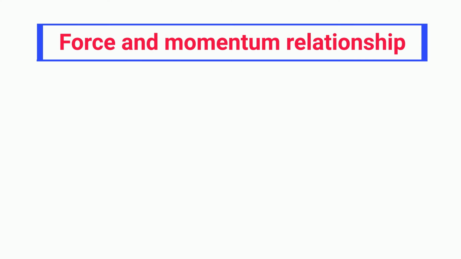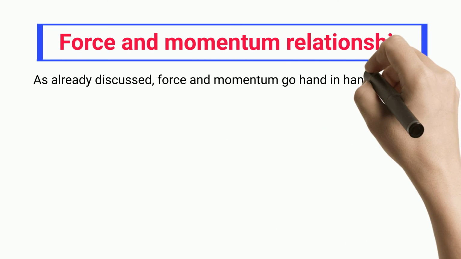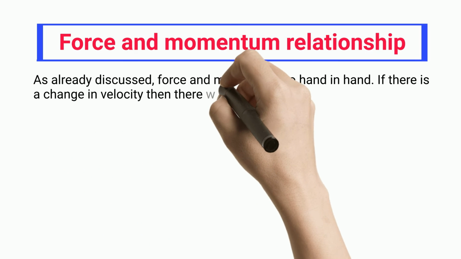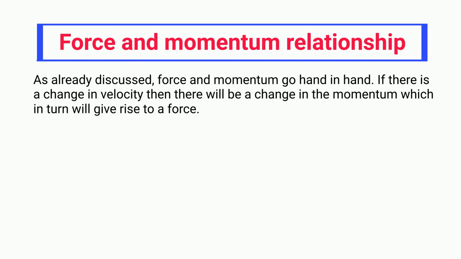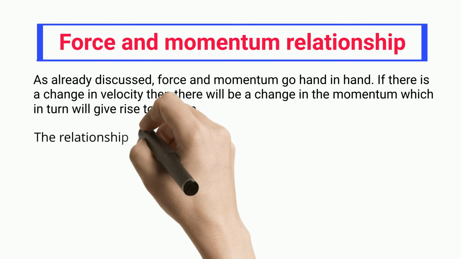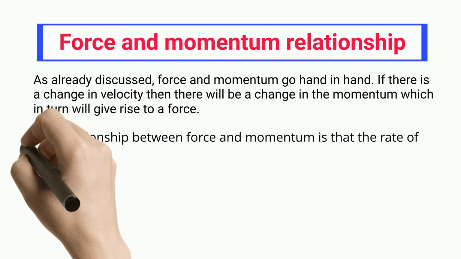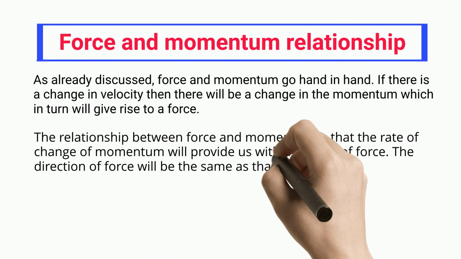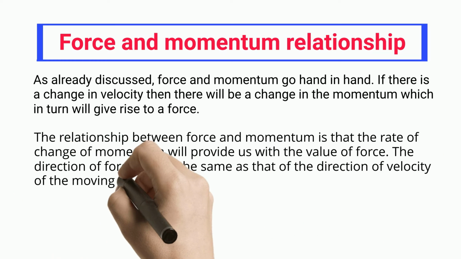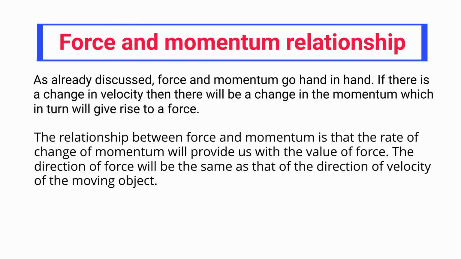Force and momentum relationship. As already discussed, force and momentum go hand in hand. If there is a change in velocity, then there will be a change in the momentum, which in turn will give rise to a force. The relationship between force and momentum is that the rate of change of momentum will provide us with the value of force. The direction of force will be the same as the direction of velocity of the moving object.